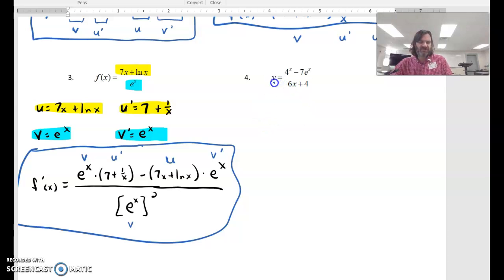The next one, number 4, y equals a numerator 4 to the x minus 7e to the x over a denominator of 6x plus 4. So my numerator, 4 to the x minus 7e to the x. Let's see what that looks like. So that's my u, 4 to the x minus 7e to the x. So u prime, the derivative of 4 to the x is 4 to the x times natural log of 4. And then minus the derivative of 7e to the x, which is 7e to the x.